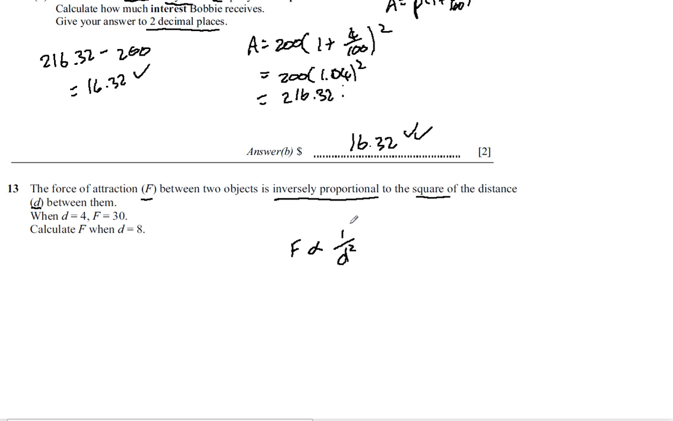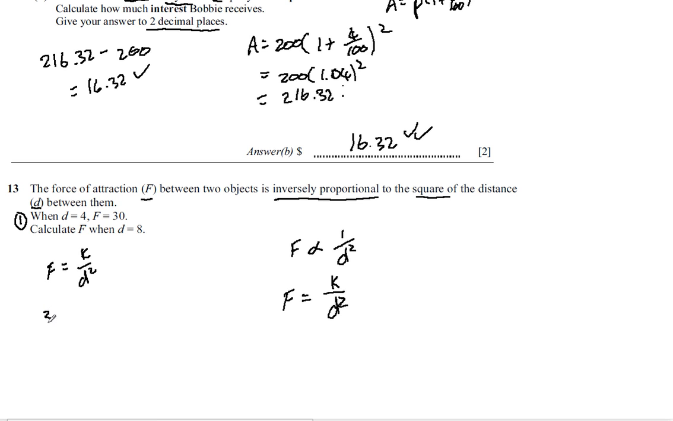You just say F is proportional to 1 over whatever it is inversely proportional to, which is the square of d. So we just put d squared under the 1. Now the formula you need to know is F will be equal to a constant k over whatever it is inversely proportional to, d squared. So the first step is to use the information given to find out what k is. F is equal to k over d squared.